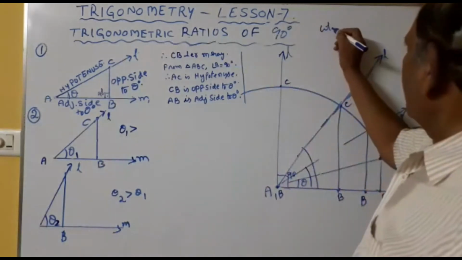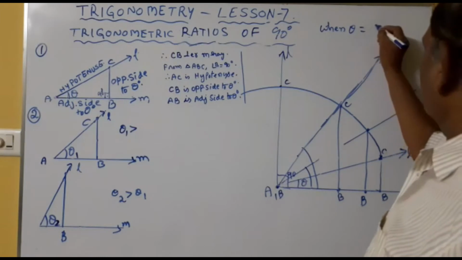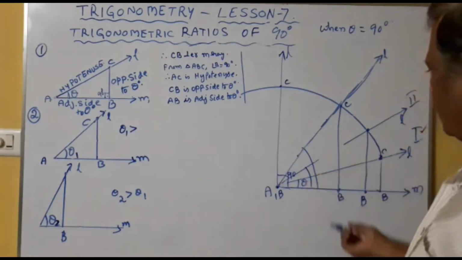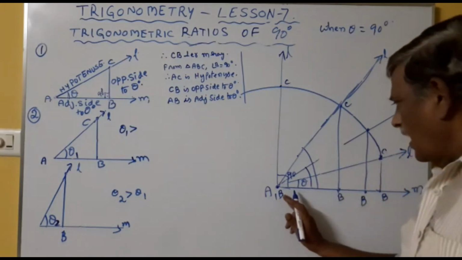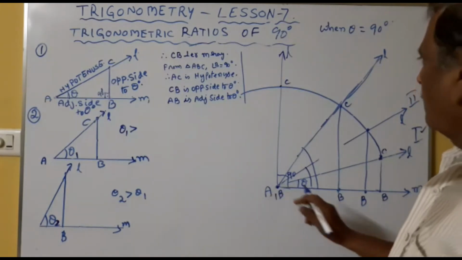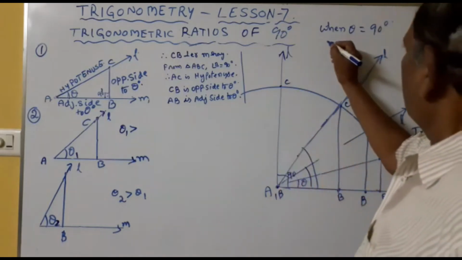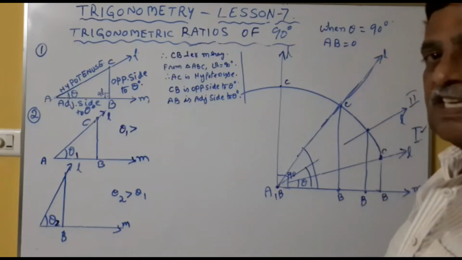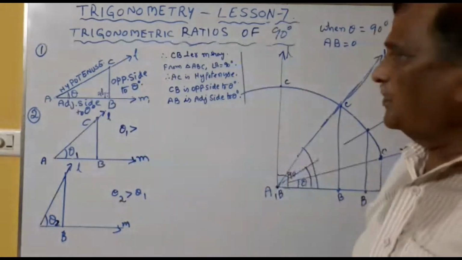So, when the angle theta equal to 90 degrees, what are the changes that take place? B shifts towards A and ultimately it coincides with A. Therefore, A and B are at the same point. Therefore, AB equal to 0. Since A and B coincide, the distance between them is 0.